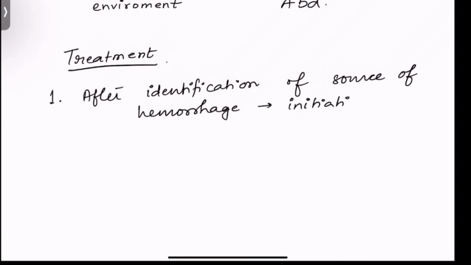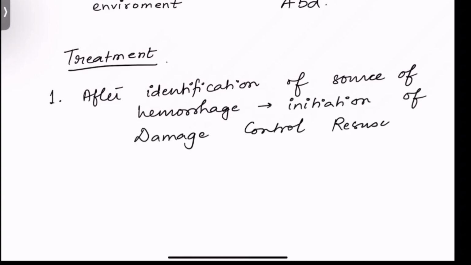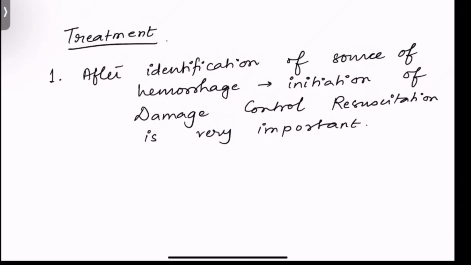Now, we are done with the primary survey, we are done with identification and quantification of the blood loss. Now come to the treatment. So after you have identified the source of hemorrhage, you have to initiate damage control resuscitation, that is DCR. Now what is the principle of DCR?